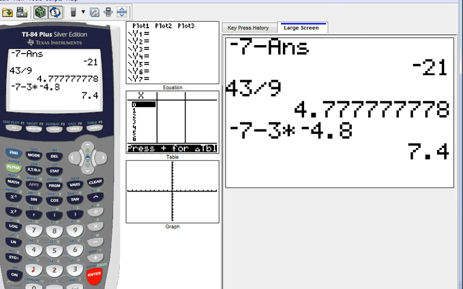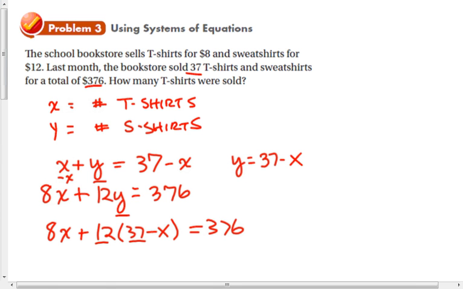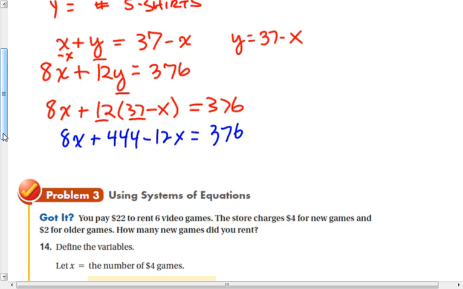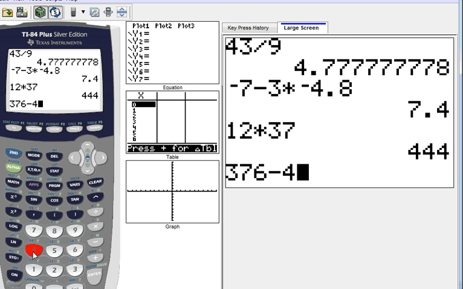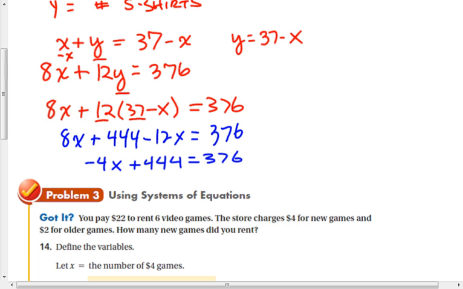Now simplifying that, 12 times 37, we need to know what that is. 12 times 37 is 444. So we get 8x plus 444 minus 12x is equal to 376. And simplifying that, we get negative 4x plus 444 equals 376. Let's subtract 444 from 376, and we get negative 68. And if we divide negative 68 by 4, we're going to end up with 17. So x equals 17. And then y is 37 minus x, which would be 20.